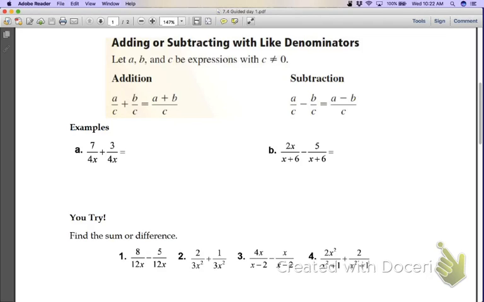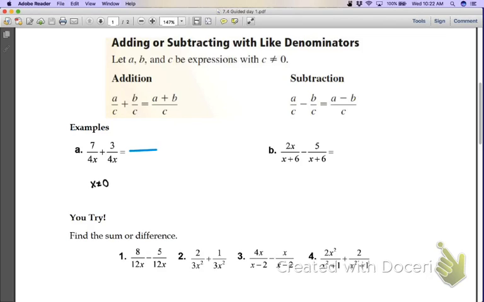with these. The biggest mistake that gets made is still that students want to add the denominators. Do not add denominators, they stay the same. They start the same, they stay the same. So like on A, if I have 7 over 4x plus 3 over 4x, before I do anything, I want to figure out what can x not be. So on example A, what can x not be? 0. Once I have that, now just go from there.